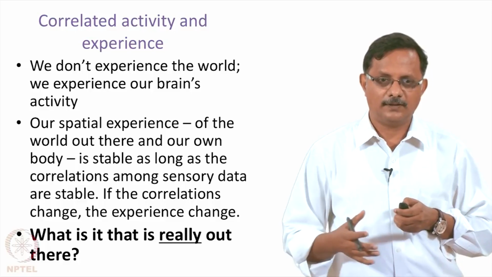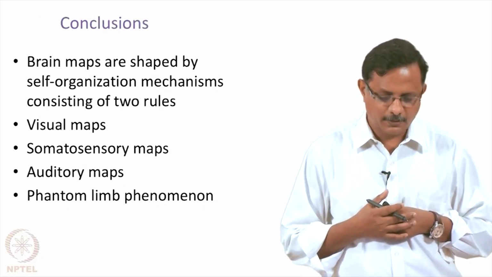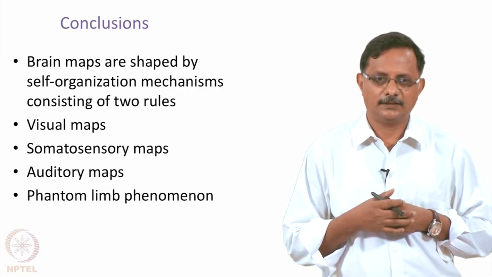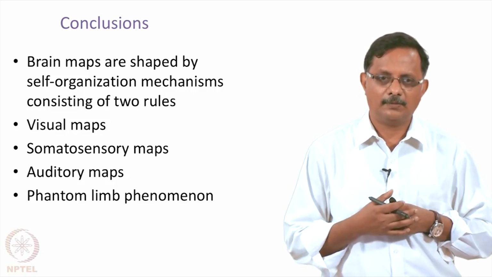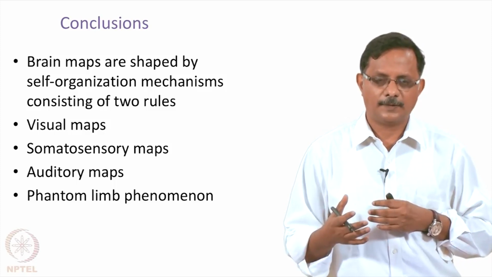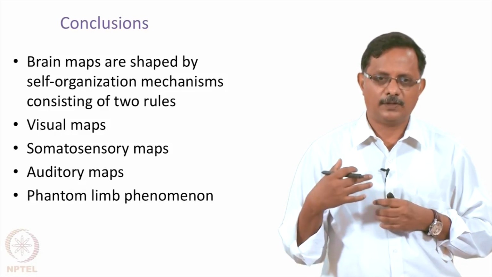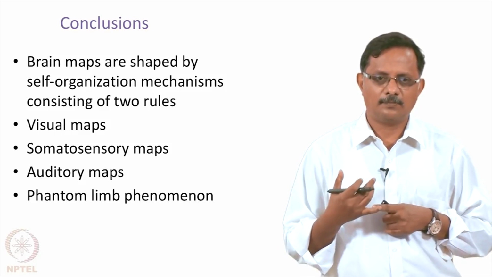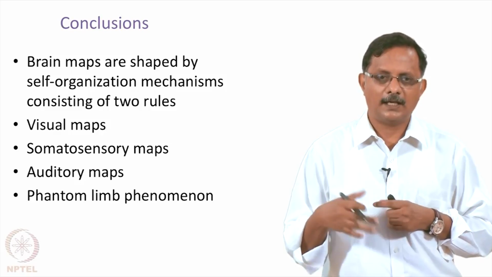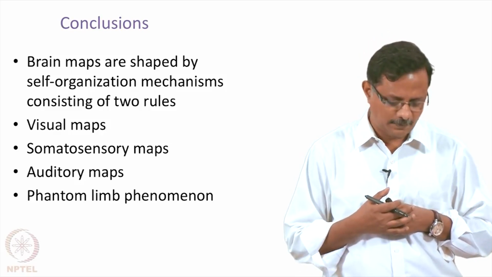Okay, so we will stop at this point. To summarize, in this lecture we have seen the different kinds of brain maps, and that brain maps are governed by two important self-organizing mechanisms, and with that we were able to explain several kinds of maps: visual maps, somatosensory maps, auditory maps, and finally we also looked at the phantom limb phenomenon.